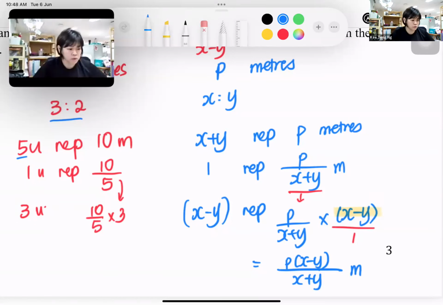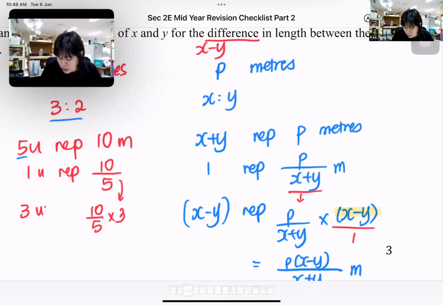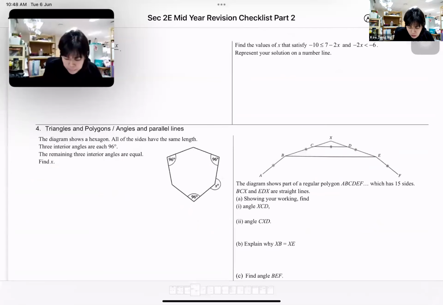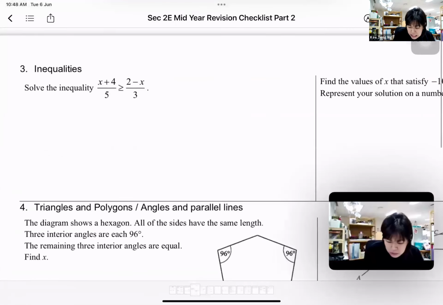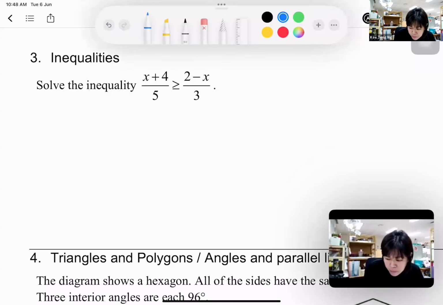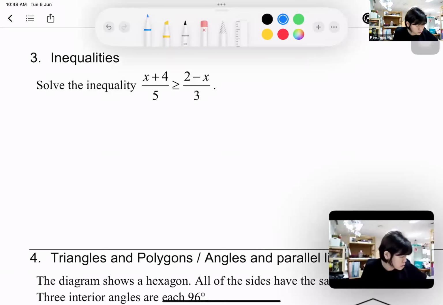Now it's almost 10:48. Okay, we do one more page, then we take a quick break. Inequality is a revision from the last revision checklist, something similar. We can do cross multiplication if and only if we multiply by the new denominator. Only the denominator moves.